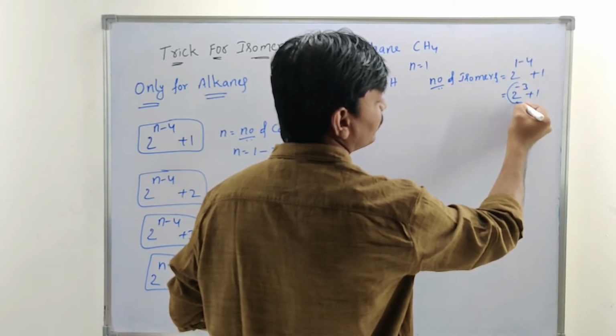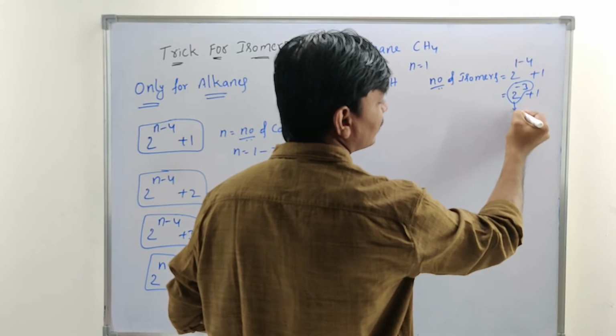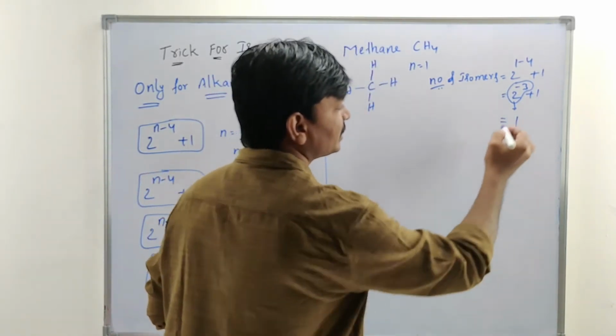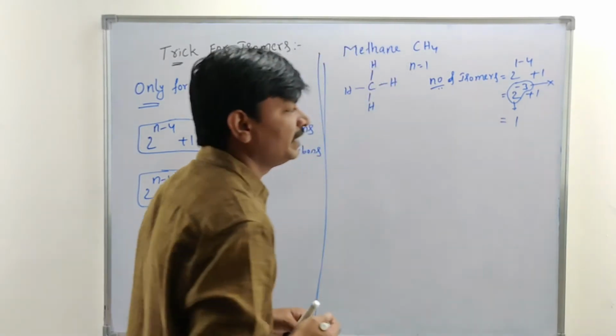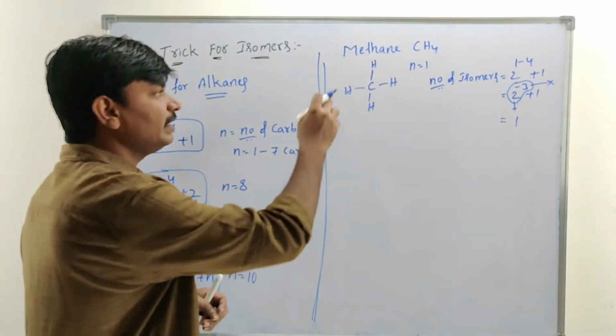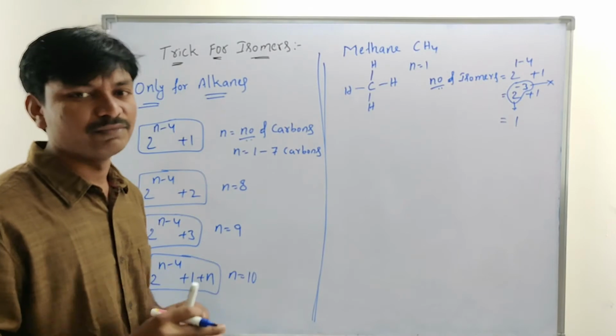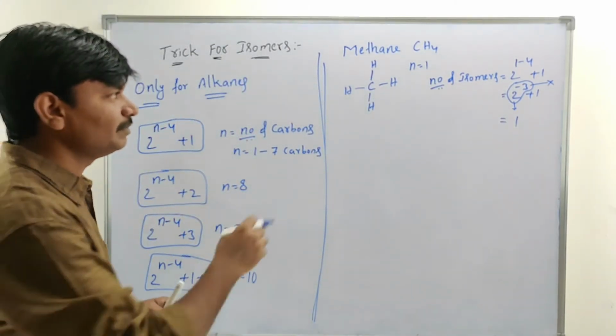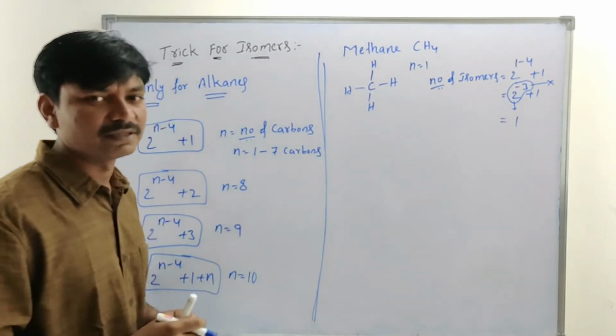Here the 2 power of minus 3 term will be neglected. Totally, it is only 1. Remaining is 1. That is, methane has only one isomer. Clear? Methane contains only a single carbon.